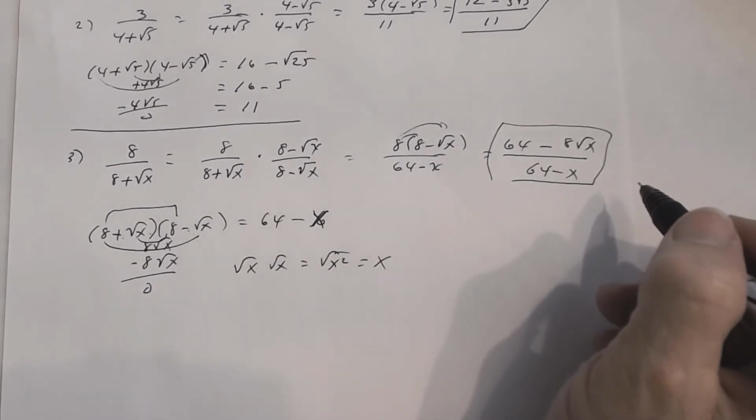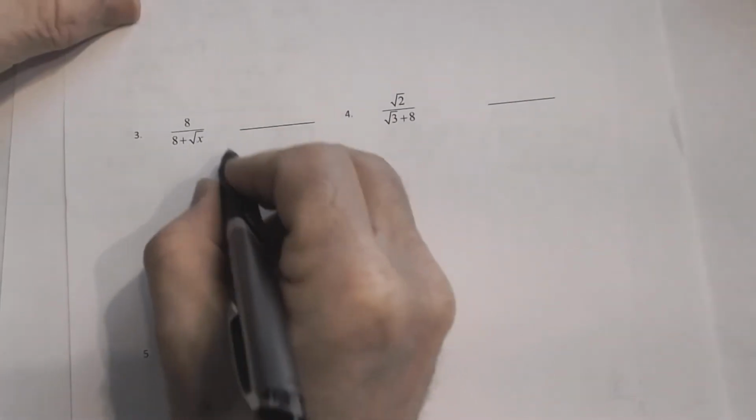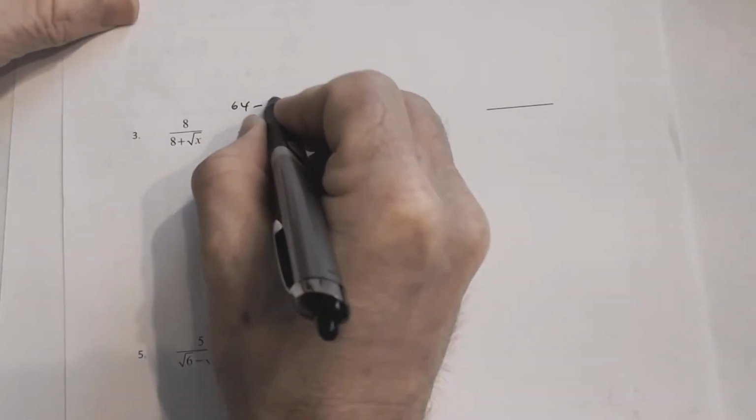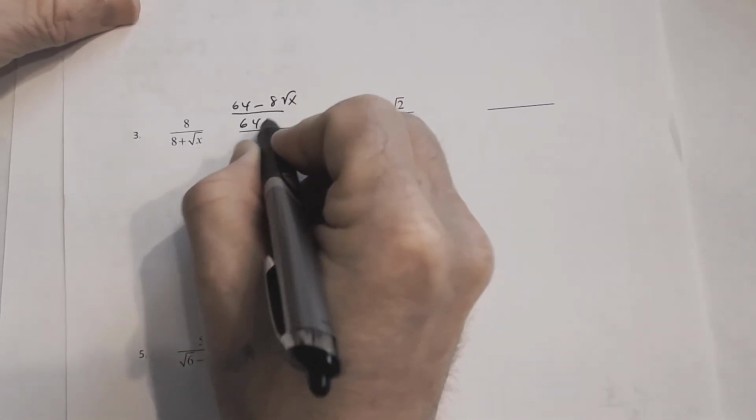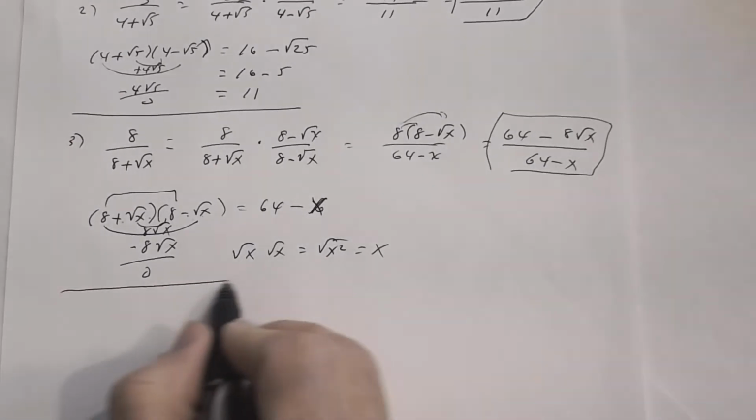So in number 3, I get 64 minus 8 square root of x divided by 64 minus x. All right, number 4, let's see what we get at number 4.